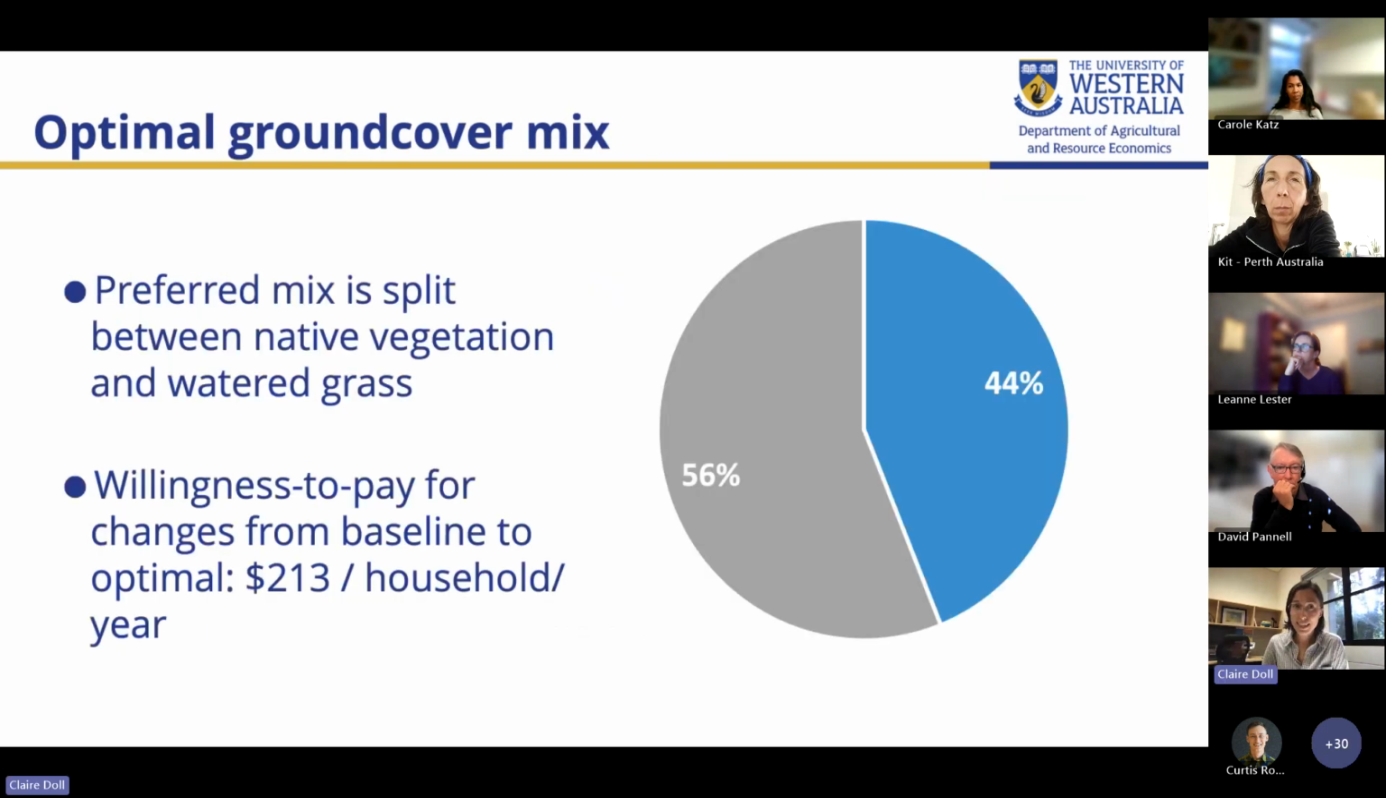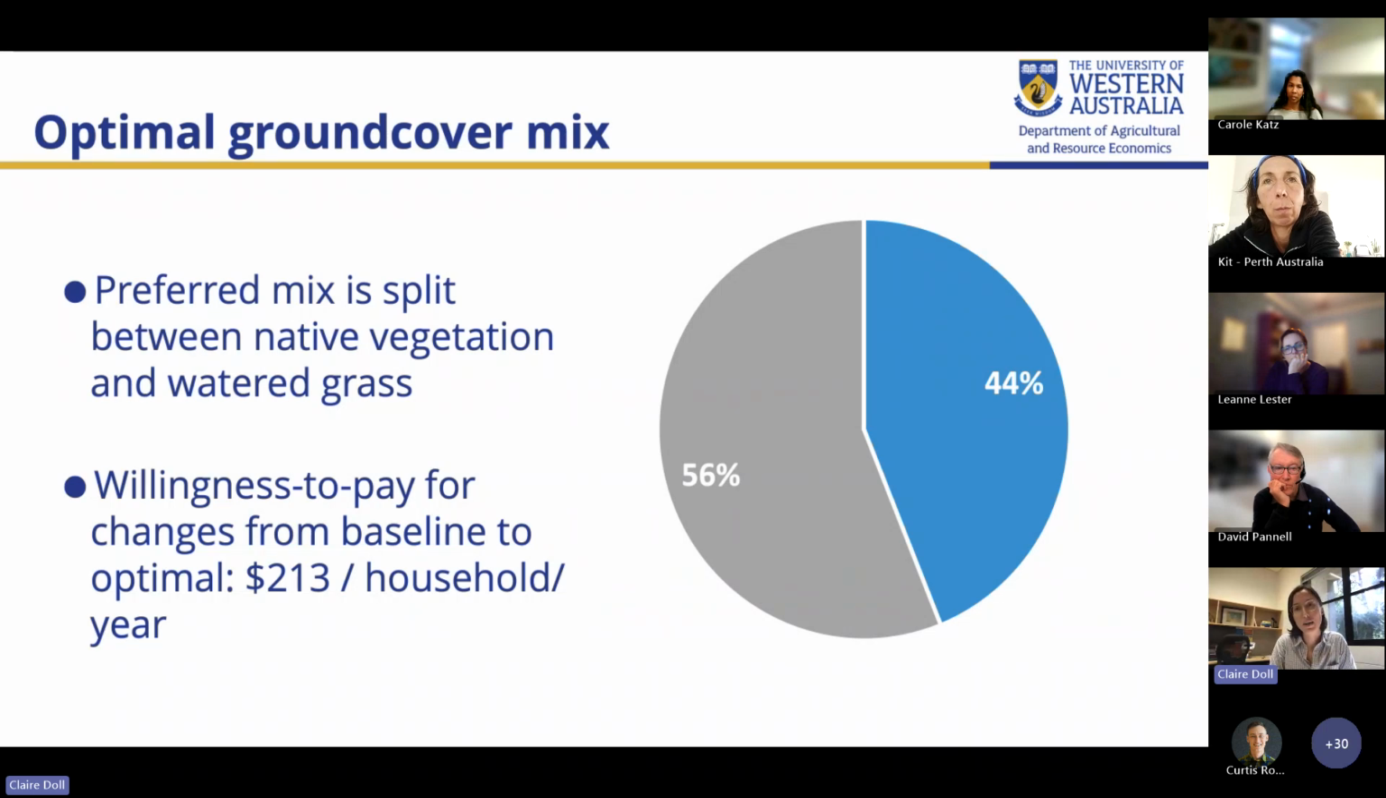Now, jumping straight to the key headliner results from that study, because again, we're just looking at our benefit estimates to feed into our benefit cost analysis. We found that the optimal park design in terms of the mix of ground covers that the public most preferred, that gave them the highest level of utility or happiness, was 56% native vegetation and 44% water grass. So comparing this to that default baseline that we had defined of 80% water grass and 20% mulch, it's a pretty substantial change in design.